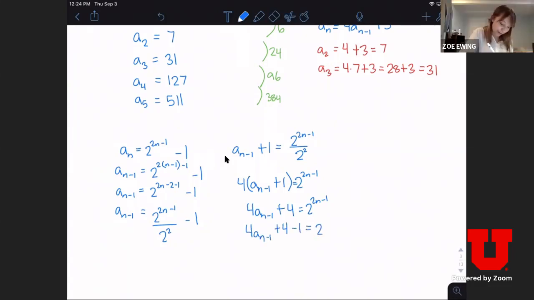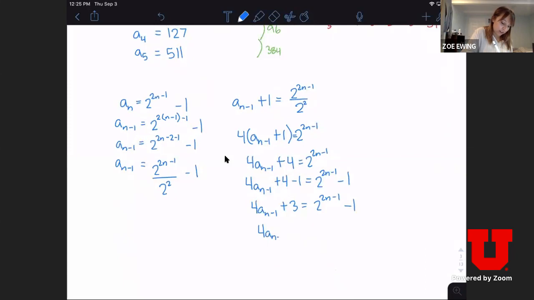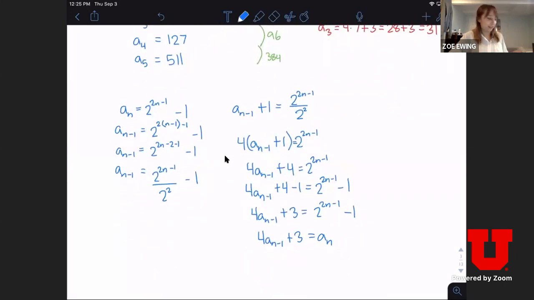So if we subtract, there we go. I knew that we were close. So that's 4a_{n-1} plus 3 equals 2 to the 2n minus 1 minus 1. And we already know that 2 to the 2n minus 1 is a_n. So we can substitute it back in. Thank you, Kevin. All right, we got there. That's 2 different ways to get the recursive solution. So hopefully that's a little bit more clear. I know we got a little bit lost in the weeds there, but we made it out on the other side. Does anyone have any questions on that process?